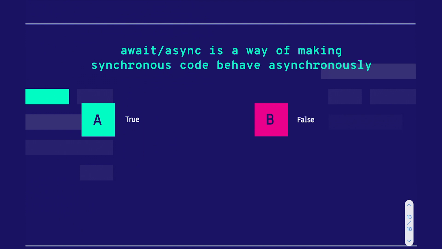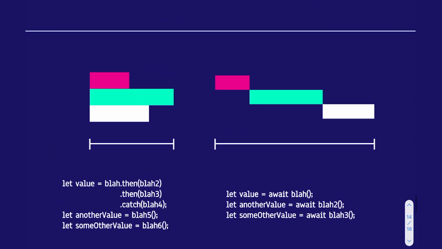Await async is a way of making synchronous code behave asynchronously. A, true, or B, false? This is false. It's actually the other way around. So as mentioned in the last question, await async is for asynchronous, always hard to pronounce those names for whatever reason, asynchronous code. And when we use await async, we're actually forcing it to execute line by line. So let me kind of explain what I mean by that.